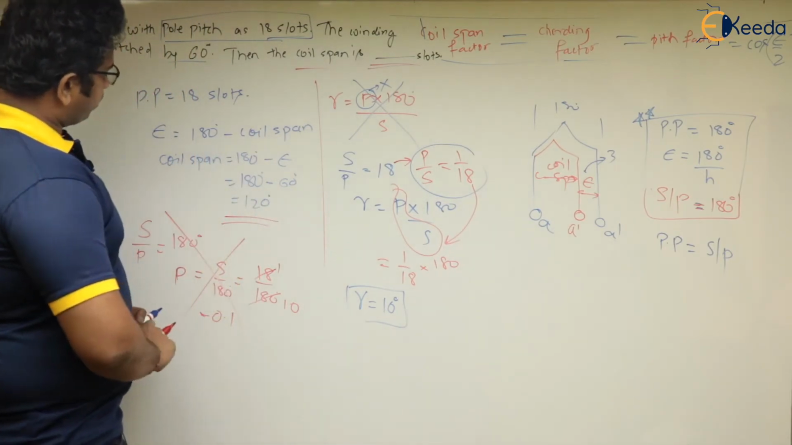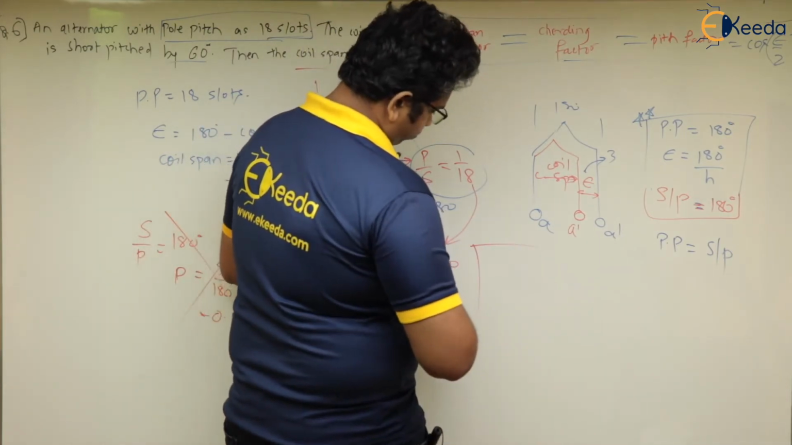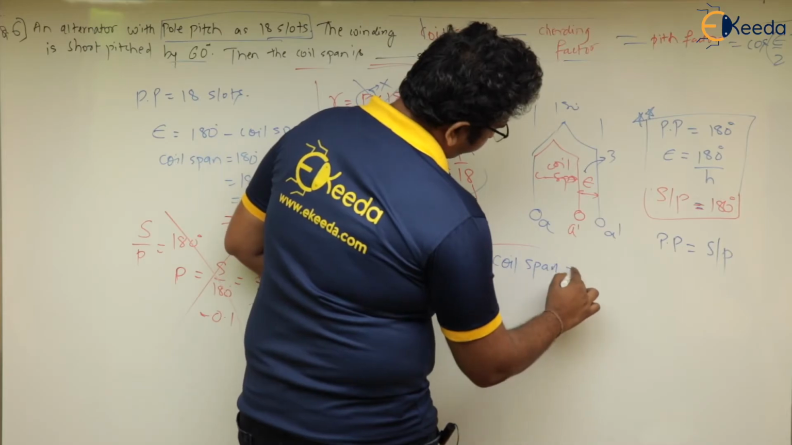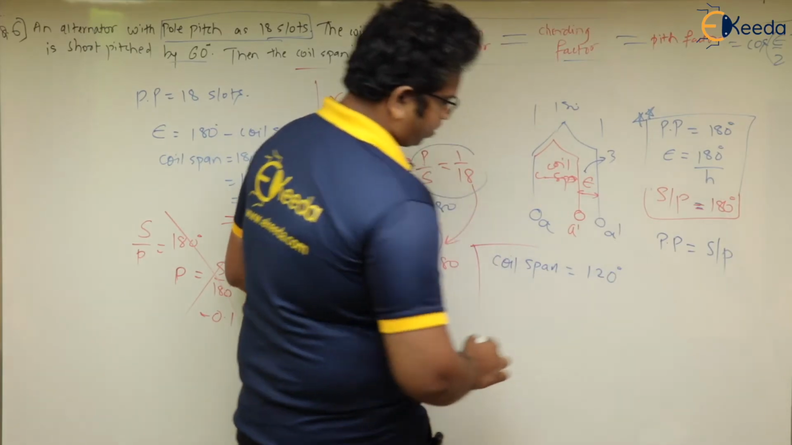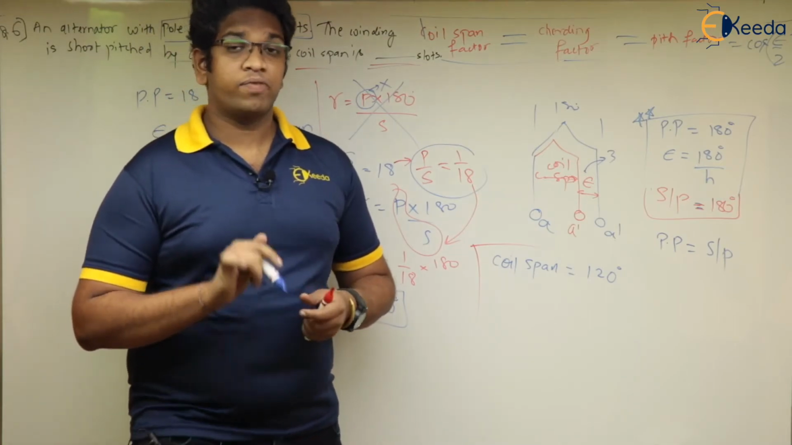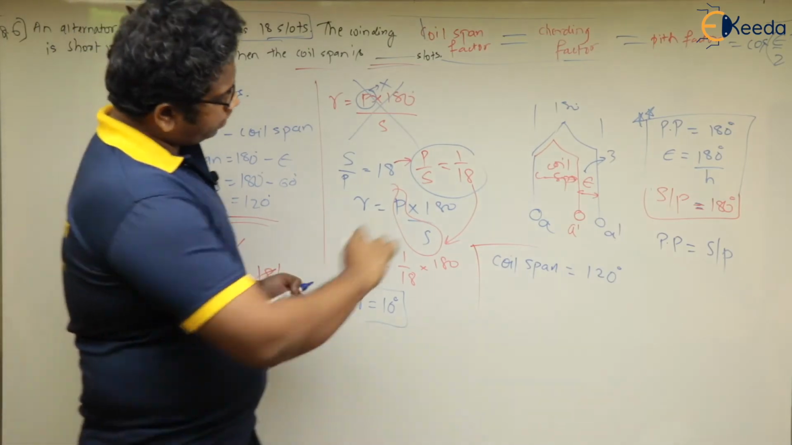Now see here. Now important thing is coil span. Coil span in angle which is given. See here. Coil span we have calculated. In terms of angle it is going to be 120 degrees. But now we need to find in terms of slots. So see here. How many slots will be there?